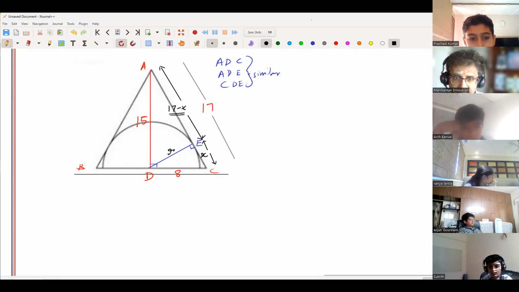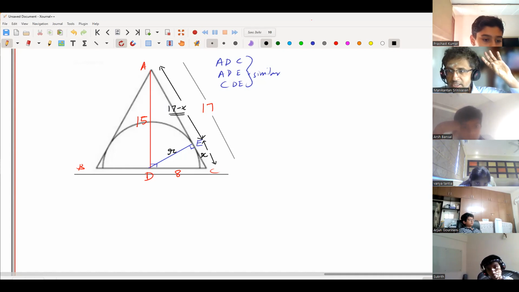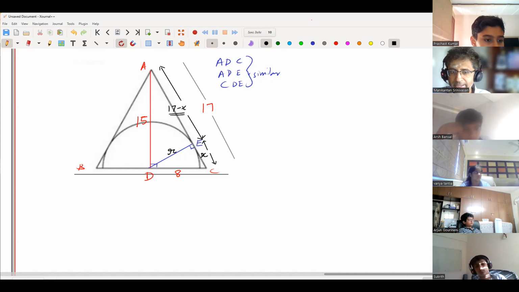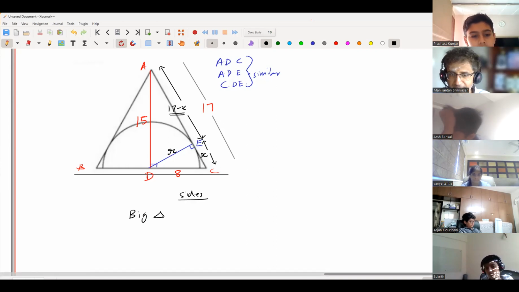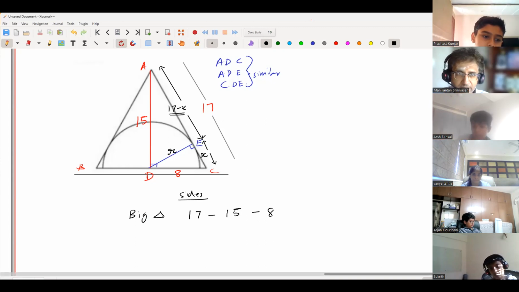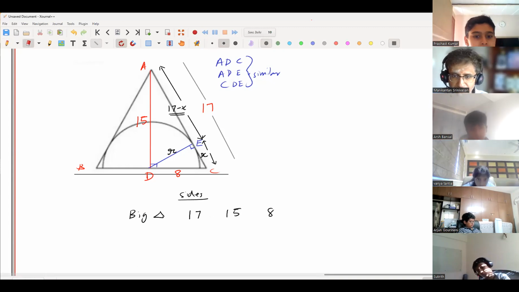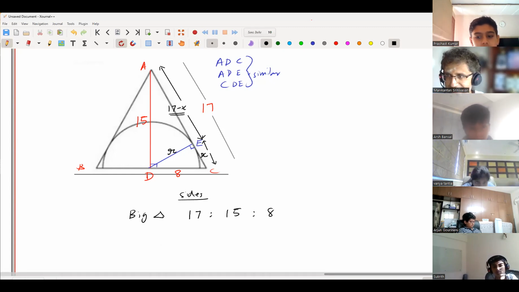So let's focus on the smallest triangle and the biggest triangle. In the biggest triangle, if I write the sides in decreasing order, the side lengths are 17 is the biggest one, uske baad 15, uske baad 8. Okay, I'll remove the sign here because it looks confusing. So 17 is to 15 is to 8 are the three side lengths.